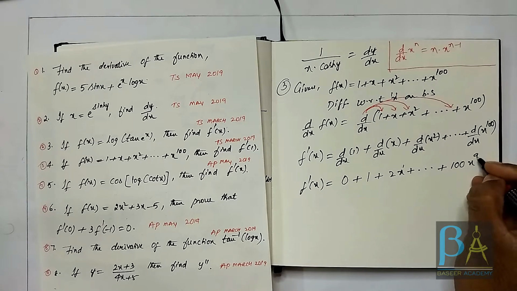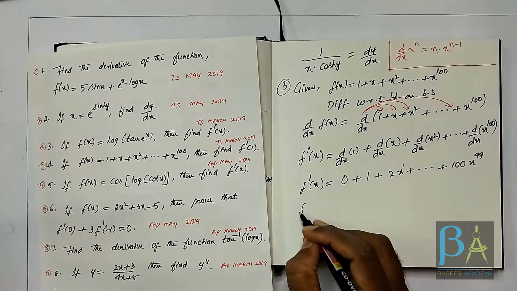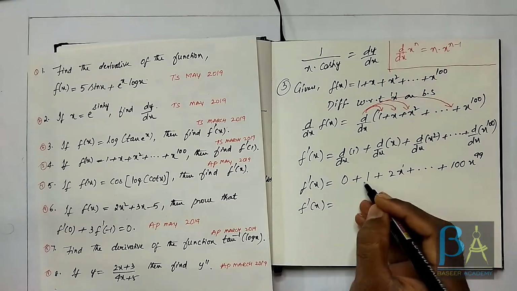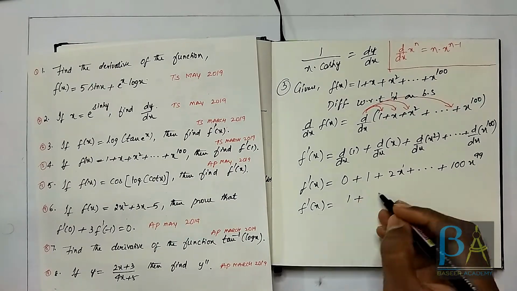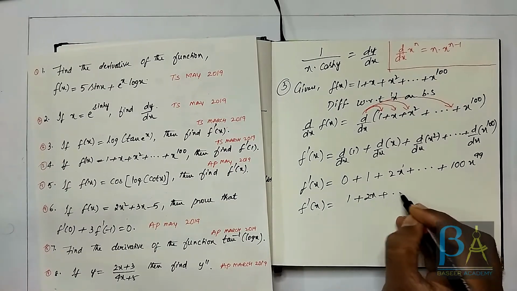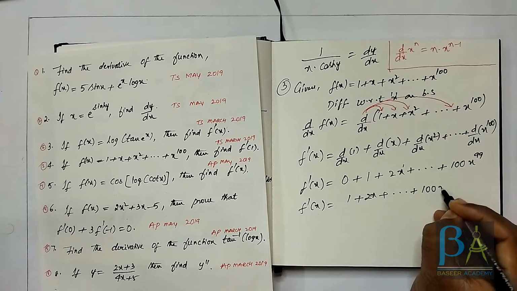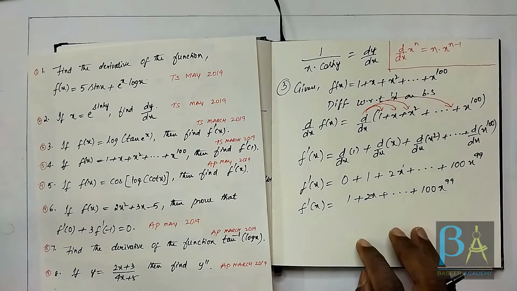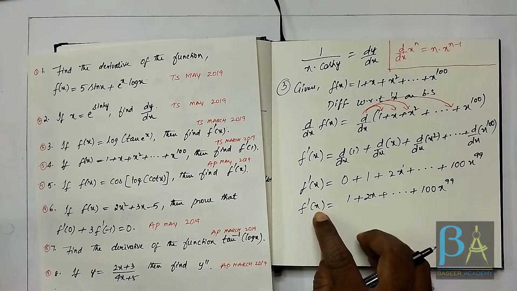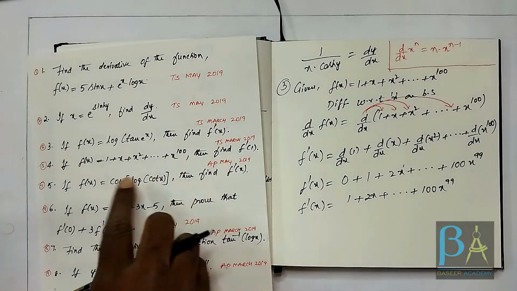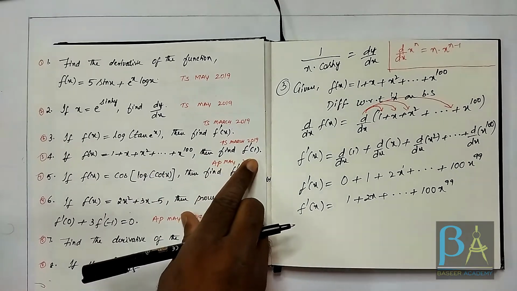100 minus 1, that gives us 99. So we got f dash of x as 0 plus 1, which is nothing but 1 itself. So I'm going to get rid of 0 here, and I am now left with something like this. I was supposed to find out how much is f dash of 1. They asked us to find f dash of 1.